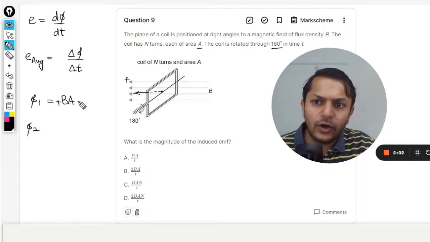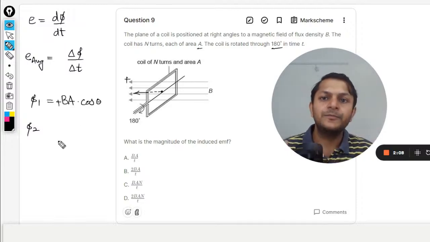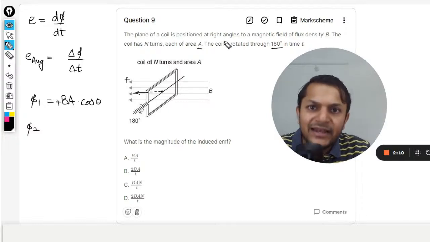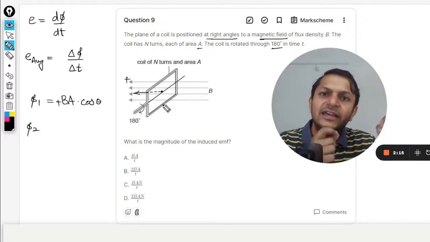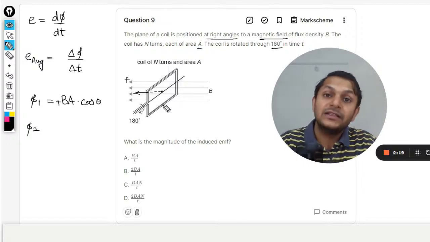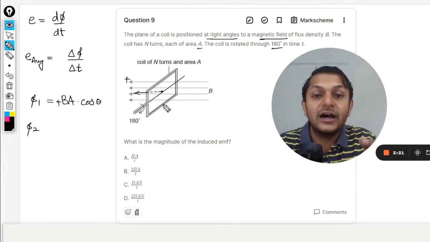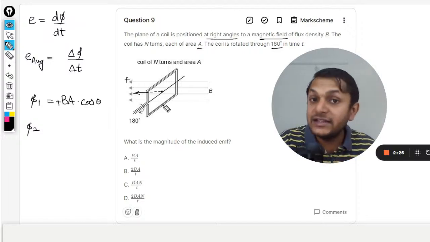Now what is phi 2? And obviously there will be cos theta. Now there is a problem. What is the theta here? You see, they say that the plane is at right angles to the magnetic field. So it's highly deceptive here, as students will be taking the angle to be 90 degrees. But no, this is not 90 degrees. The angle is 0 degrees.